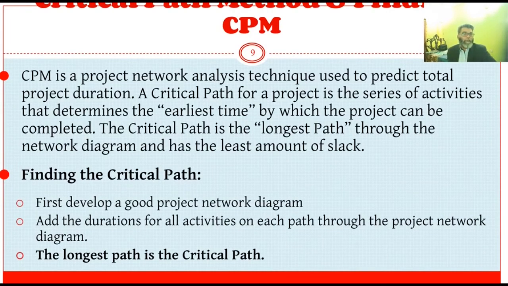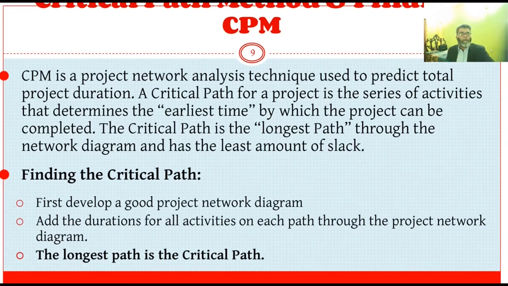Critical path method, or CPM. CPM is a project network analysis technique used to predict the total project duration. It's a series of activities. That is, a critical path is a series of activities that determines the earliest time in which the project can be completed. It is the longest path through the network diagram and has the least amount of slack. The slack indicates the difference between earliest finish time and earliest start time, or latest finish time and latest start time.